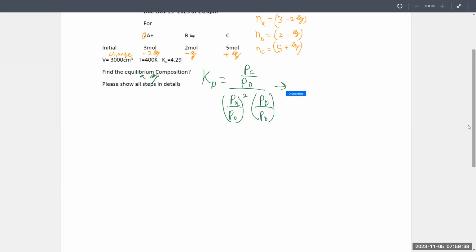That's going to simplify into PC over PA over P naught squared, PB, because that P naught and that P naught cancel out.